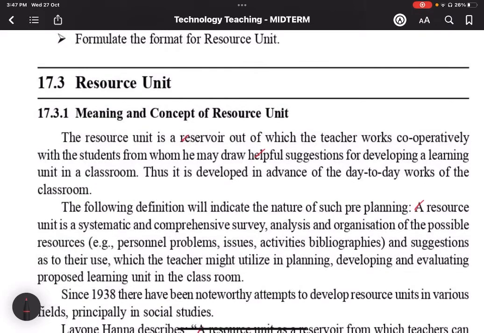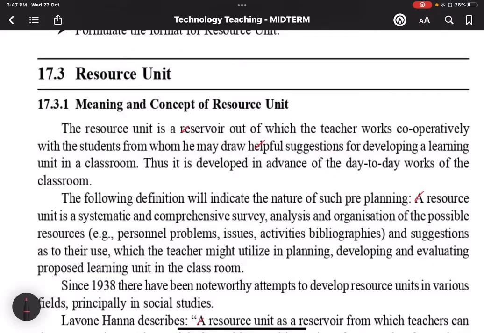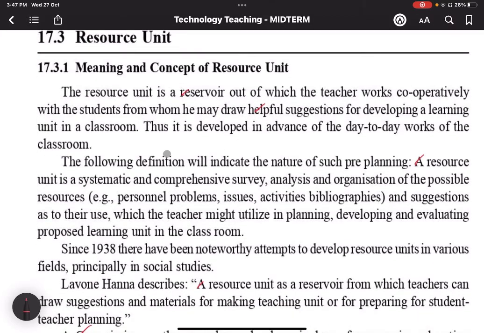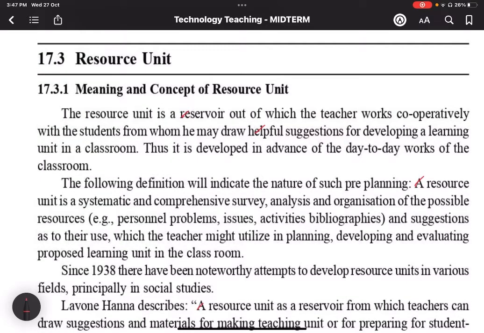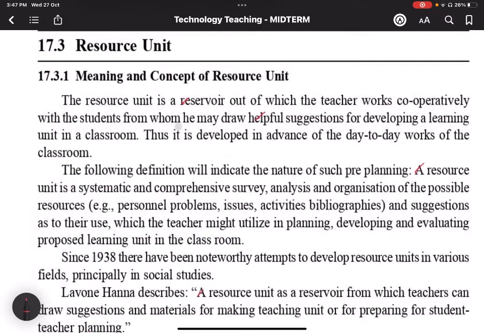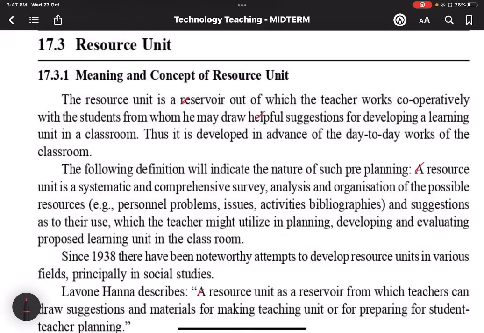Ito yung difference nila sa unit plan at sa lesson plan. No? Kasi doon sa dalawa, hindi involve ang students. Pero under ng resource unit, pwede mong i-involve yung students mo. No? Para lang makakuha ka ng suggestion, no? Kung paano i-develop ang isang learning material, no, into a unit. Ano siya, reservoir. Ibig sabihin, hindi mo pa siya ituturo. Pinaplano nyo pa lang ituro, no? Kaya usually, ang resource unit ginagawa hindi ng isang teacher, no, ng isang group of teachers, no? Yun ang difference ng resource unit sa unit plan or sa lesson plan.